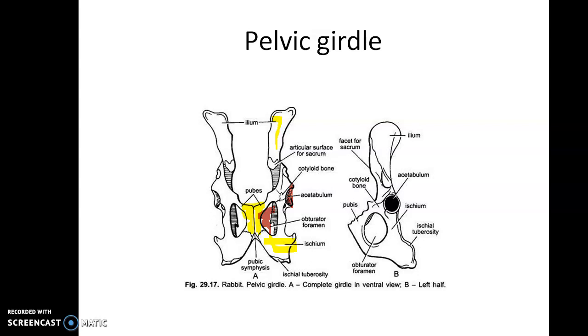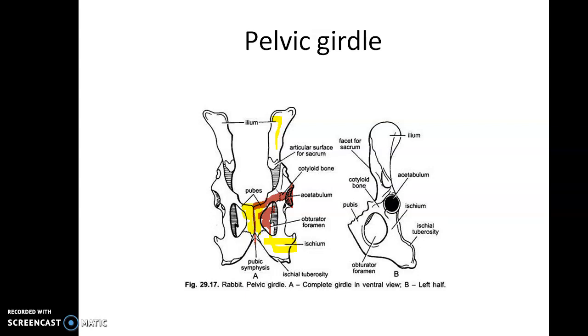On the ventral margin of the acetabulum is a small accessory bone called the cotyloid bone. This is the cotyloid bone. Then the pubis and ischia of the two sides meet at the central line. This is the central line. This is called the pubic symphysis.